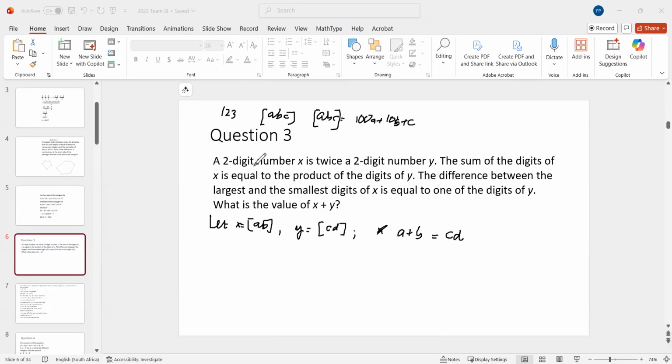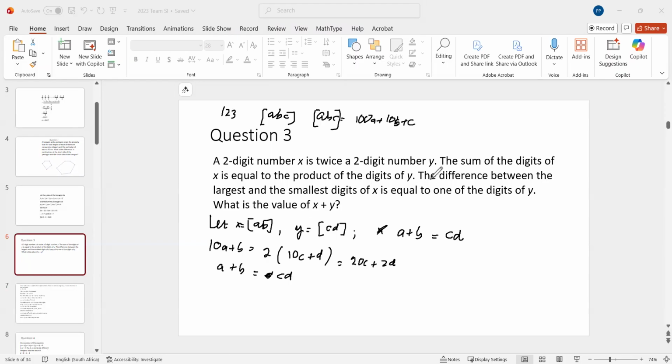But I should have said first that the 2-digit number x is twice the 2-digit number y. So when you take x, its actual value is 10a plus b, and that is twice the value of this, which is 10c plus d. [CD] is the number, the actual value of this 2-digit number is 10c plus d. You also have a plus b equals cd. So this is 20c plus 2d.